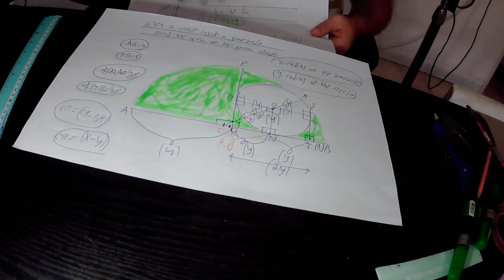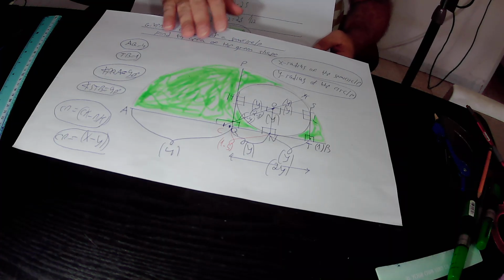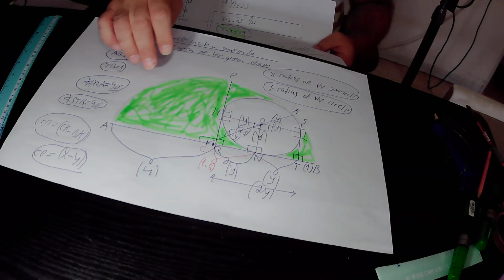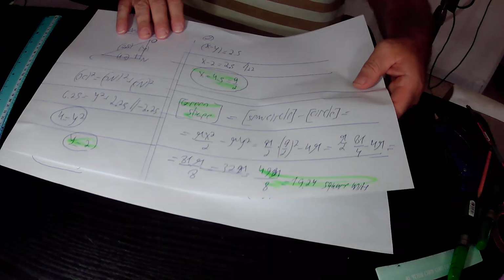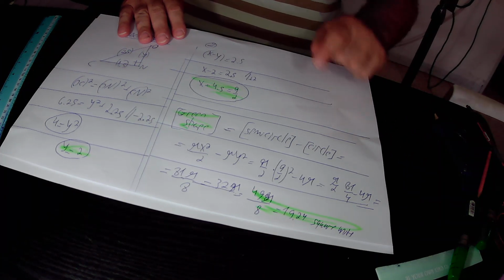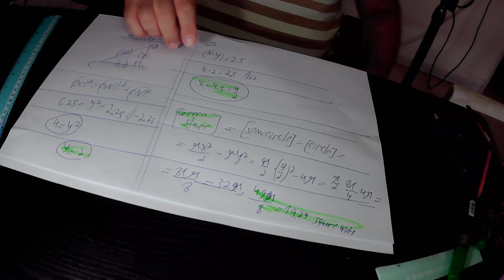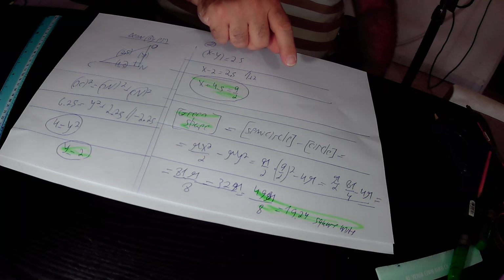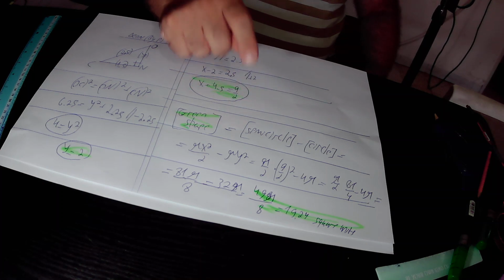Our task is to find out the area of this green shape. According to the drawing, it is very easy to see that the area of the green shape equals the area of the big semicircle minus the area of the small circle. The radius of the semicircle is x, therefore the area of the semicircle must be equal to pi x squared over 2, minus the area of the circle. The radius of the circle is y, therefore the area of the small circle must be equal to pi y squared.